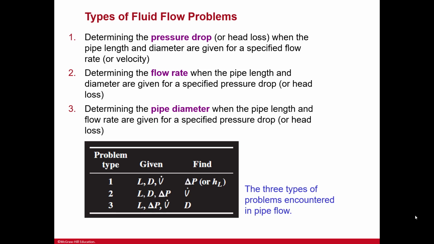So you've got different types of fluid flow problems. And so you've got pressure drop or head loss, you've got flow rate, and you've got pipe diameter. And here you can see, it gives you problem 1, which would be that head loss, what you're given, and what you need to find.